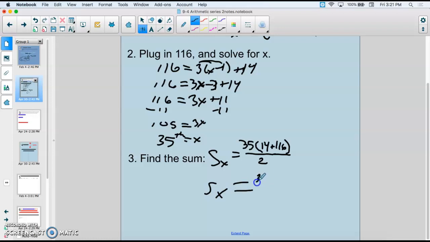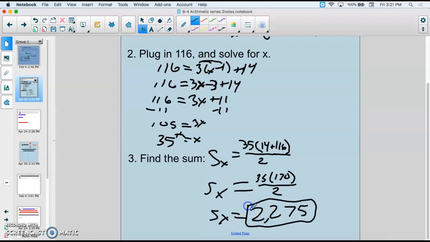So the sum, let's see, 35 times, what is that, 130 divided by 2. Okay, well, calculator time. 35 times 130 divided by 2 gives me 2,275. And so if I were to add up all of those terms, I would get that big number.